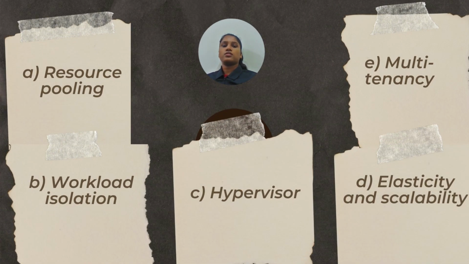Question 6 is about how virtualization works in a cloud computing environment. First one is resource pooling. A physical server's CPU, memory, and storage can be pooled by cloud service providers and then dynamically distributed among virtual machines. Second one is workload isolation.